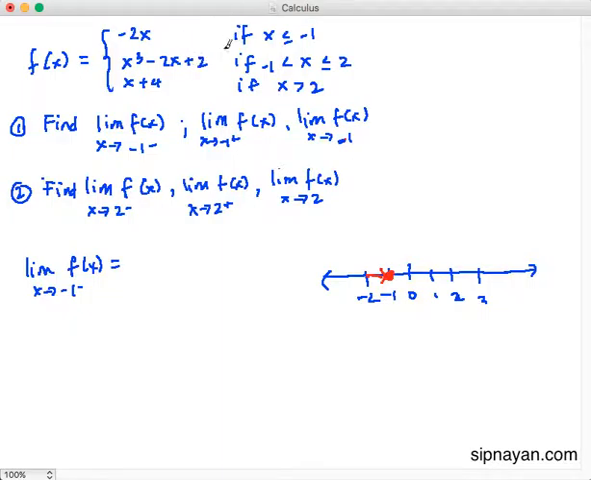In other books, they do not use if, just a comma. But here, we're using if. So, x is less than negative 1, the negative 1 from the left. We're going to use this expression, negative 2x. So, this becomes the limit of negative 2x as x approaches negative 1 from the left. Negative 1 is our number. So, we just substitute: negative 2 times negative 1 is equal to 2.